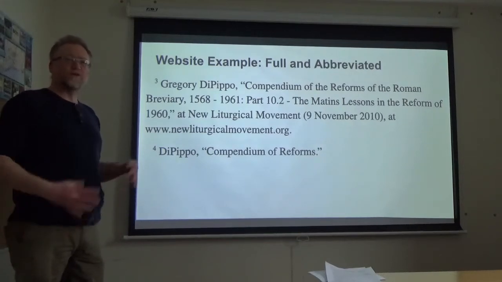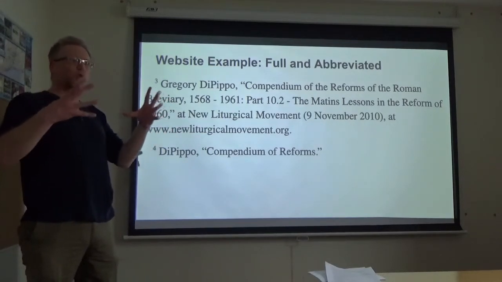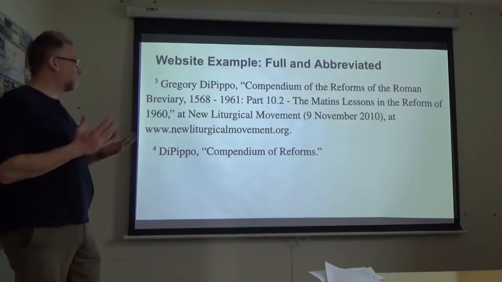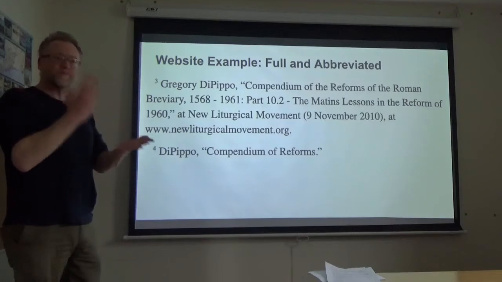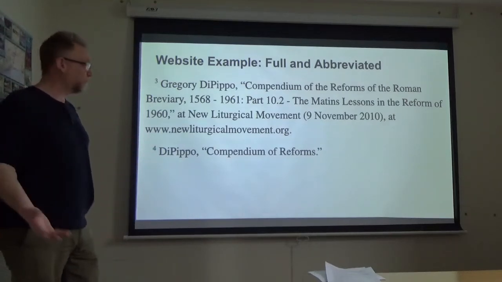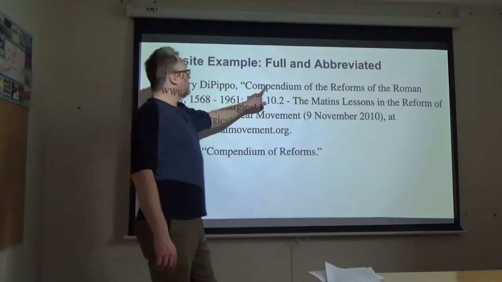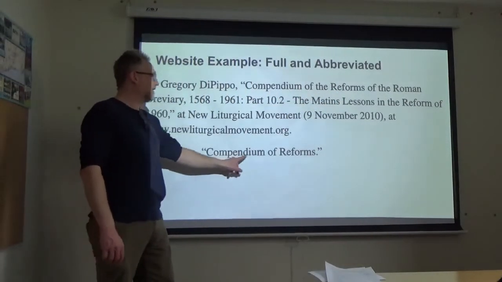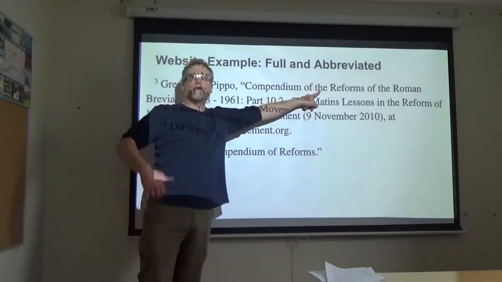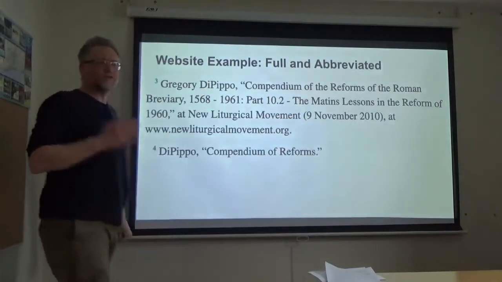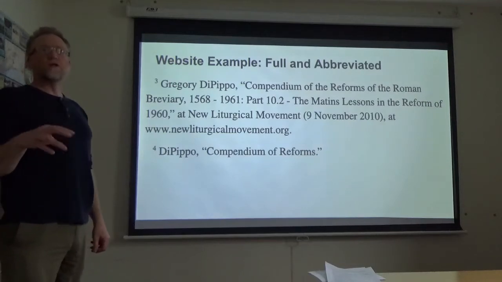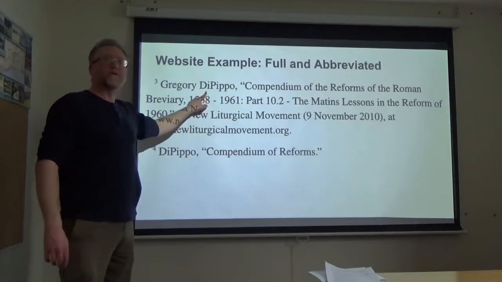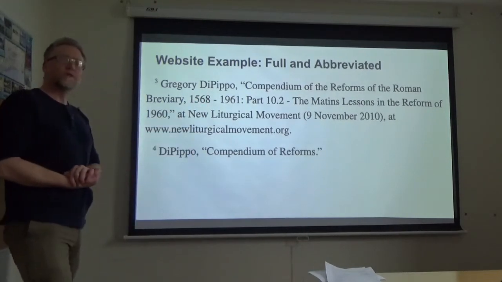Abbreviated title. You just take the first 3 or 4 words that make some sense. I don't know if there's an official way to do this, but look at this, Compendium of the Reforms. They even took the article out, boom, okay? Just so your professor will know that this comes from that book, okay? That's it. Okay?